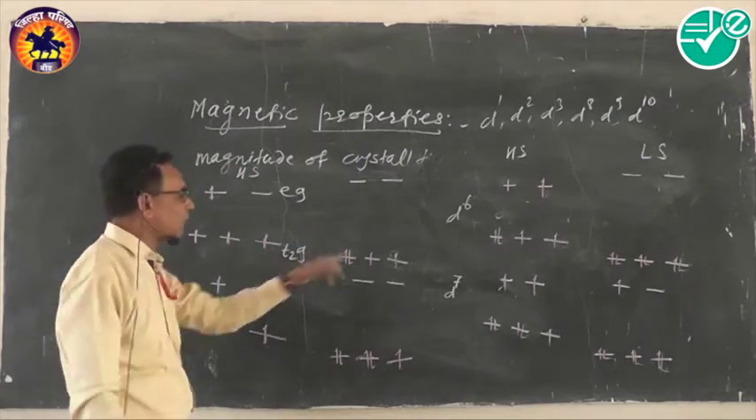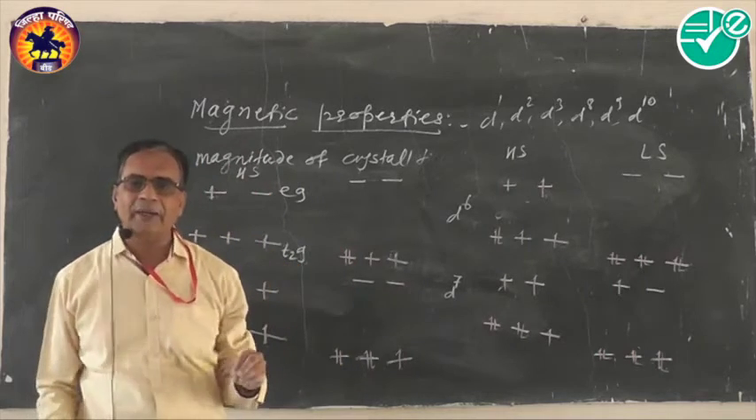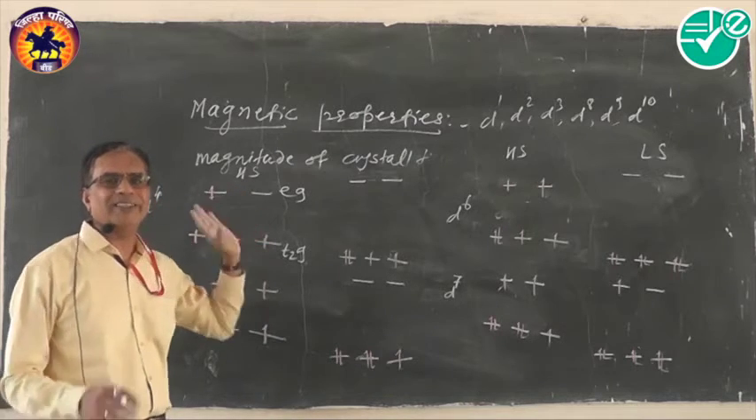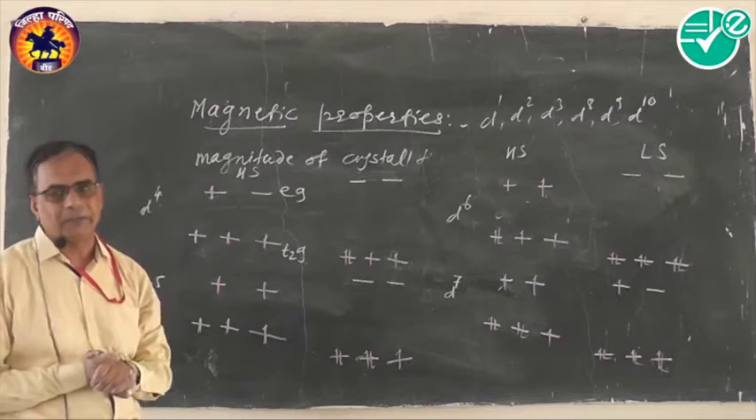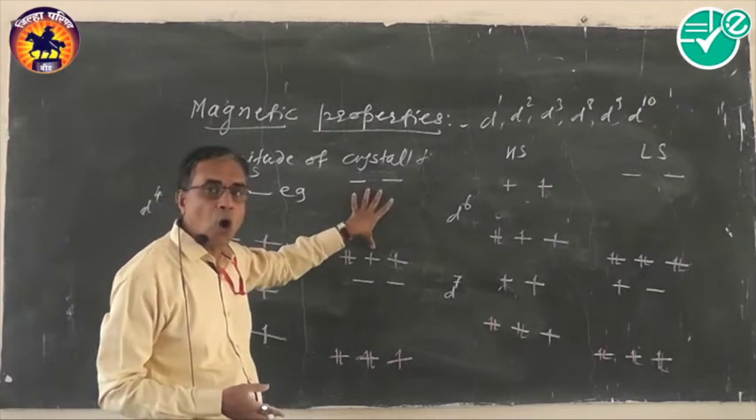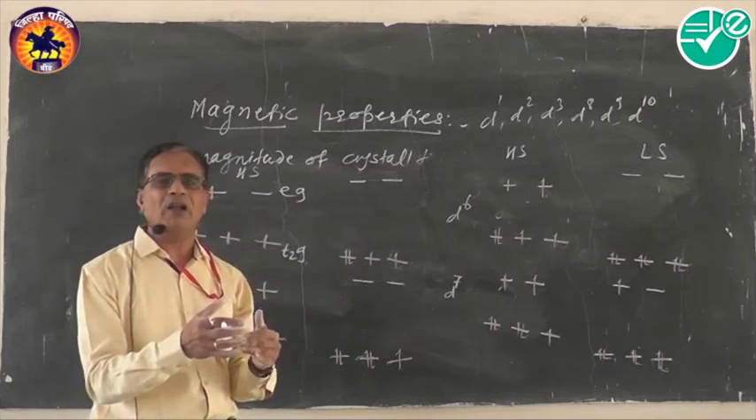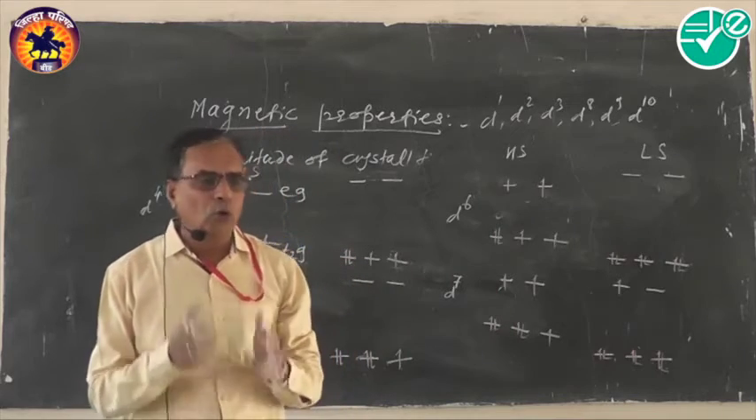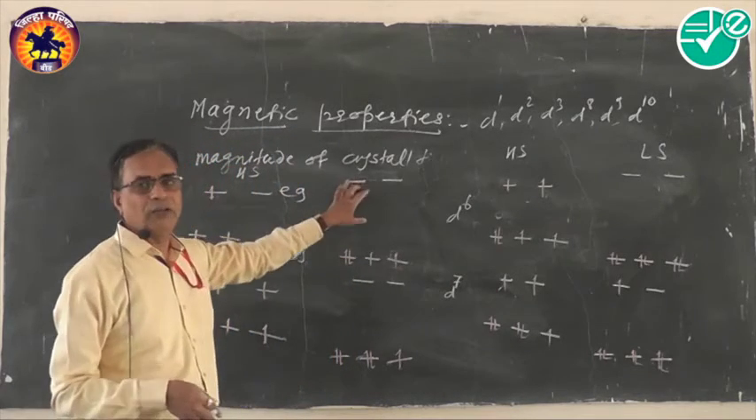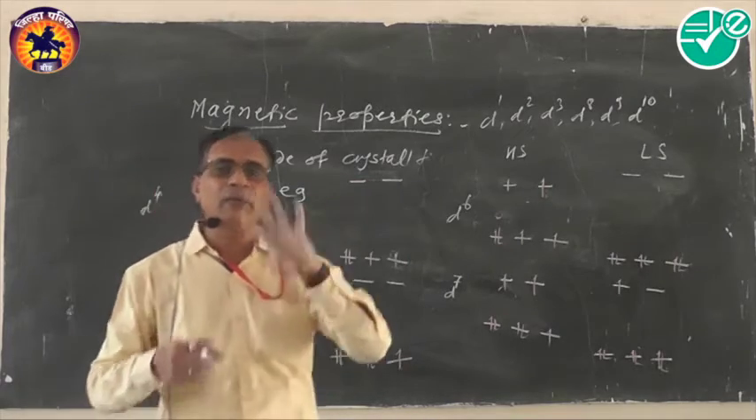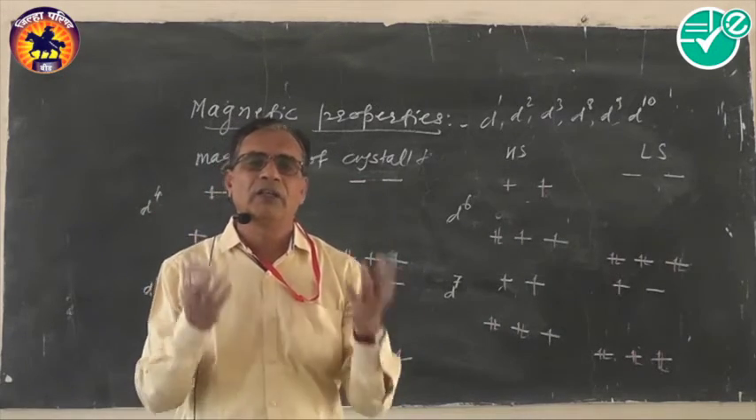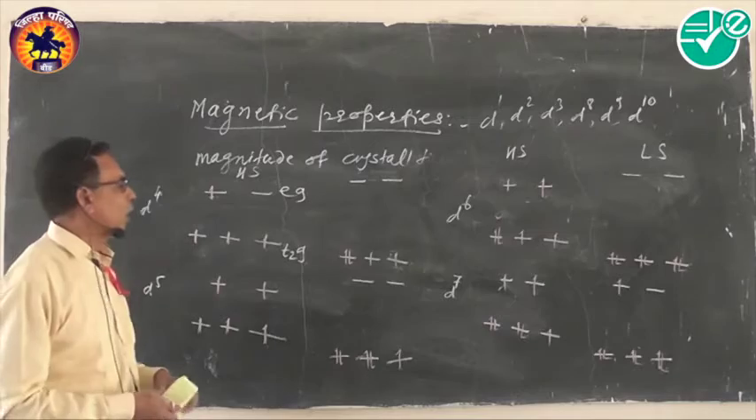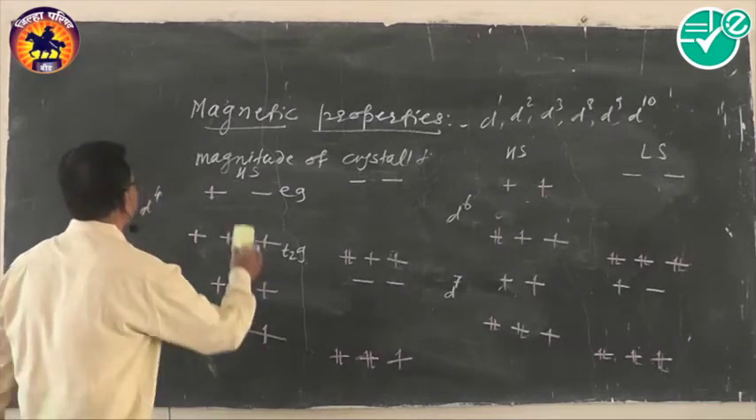But from d4 to d7, we come to the conclusion that if the crystal field splitting is less, then the complexes formed are more paramagnetic. And if the crystal field splitting is more, then the complexes formed are less paramagnetic, or in some cases diamagnetic. So from the magnitude of the crystal field splitting, we can explain the magnetic properties of the complexes on the basis of CFT.